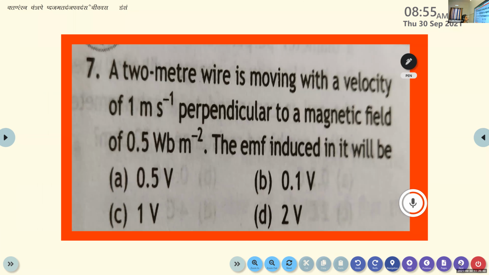Okay. Now the third question. A 2-meter wire is moving with a velocity of 1 meter per second perpendicular to a magnetic field of 0.5 Weber per meter square. The EMF induced in it will be 0.5 volt, 0.1 volt, 1 volt, 2 volt.